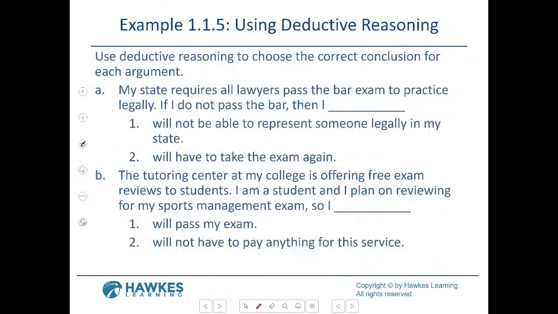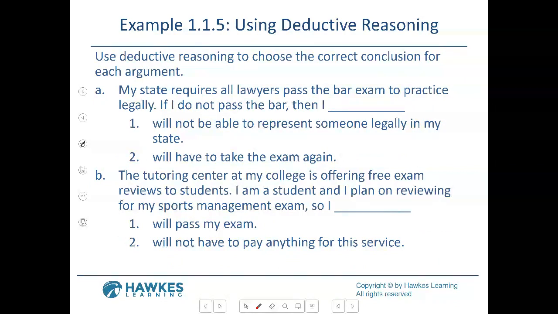So now we're going to read situations. Use deductive reasoning to choose the correct conclusion for each argument. My state requires all lawyers to pass the bar exam to practice legally. If I do not pass the bar exam, then I blank. The answer would be number 1, will not be able to represent someone legally in my state. Because number 2 says I'll have to take the exam again.